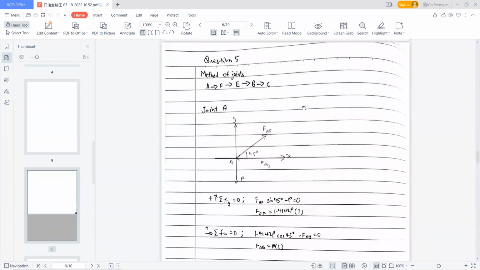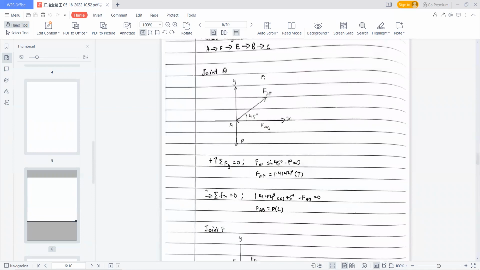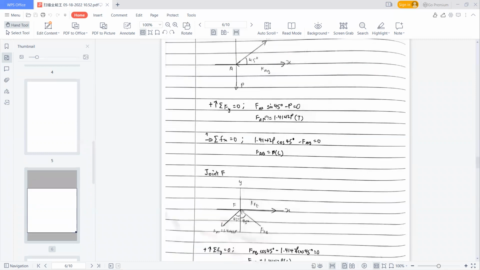So for question 5, we will use the method to find the joint one by one, which is from joint A to joint F, then to joint E, to joint B, and lastly to joint C. So for joint A, we have a free body diagram here, which has a force for AF and force for AB with the degree of 45 degree. So when sum of Fy equal to 0, we'll use force for AF sine 45 minus the P, as we have to find the P first.